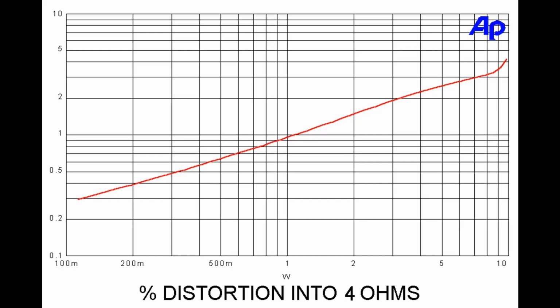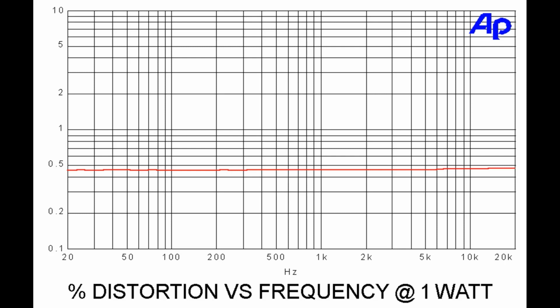Here is the distortion into 4 ohms, and we get a higher but similar distortion characteristic, also up to about 7 watts. And above that, we see the addition of significant third harmonic, and then it clips at about 10 watts. Here is the distortion versus frequency at 1 watt, which you can see is flat across the audio band.